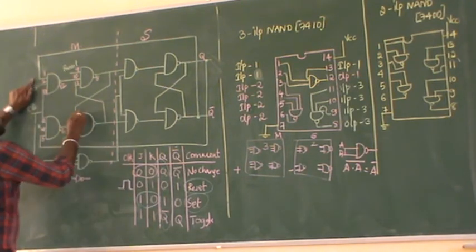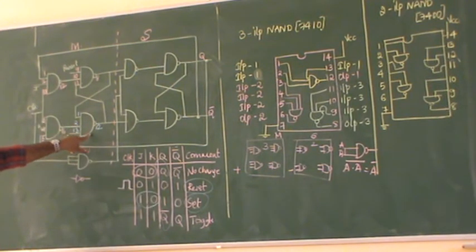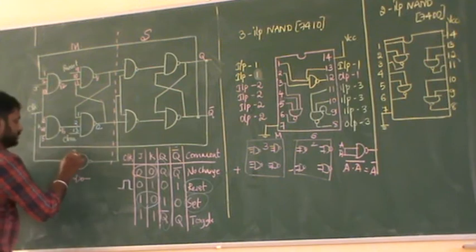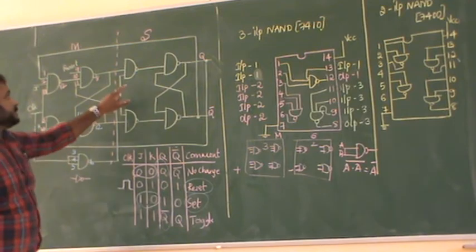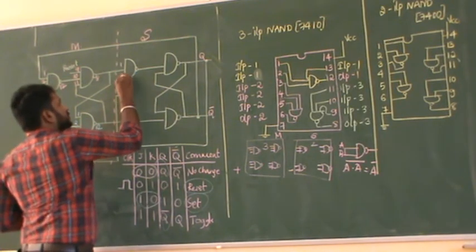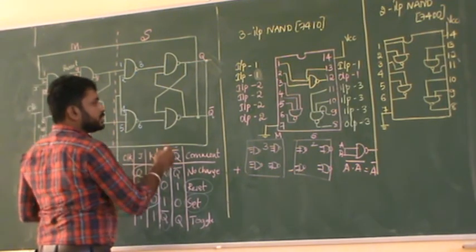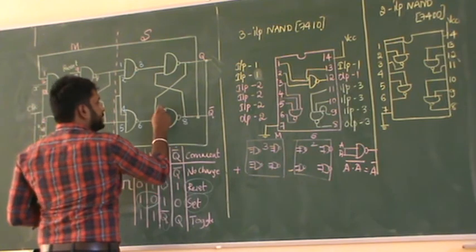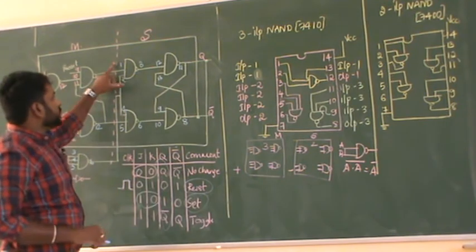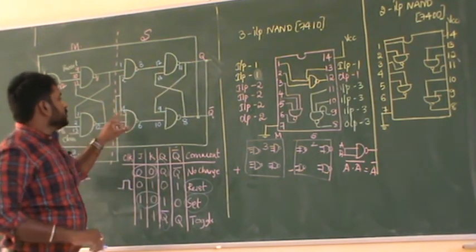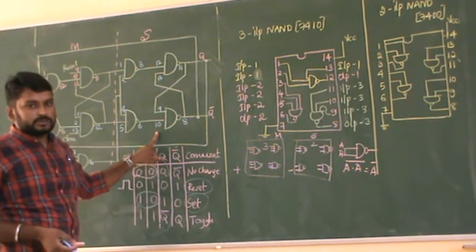I can use 1, 2, 13 and 12. So this is the NAND gate that you are using from the second IC. Next, 3, 4, 5, 6. Now coming to this, it is very easy. 1, 2, 3, 4, 5, 6, 7 we are not using. 8, 9, 10, 11, 12, 13. And you may ask, can I write 1, 2, 3, 4, 5, 6, 8, 9, 10, 11, 12, 13? You can write like that also, not an issue.